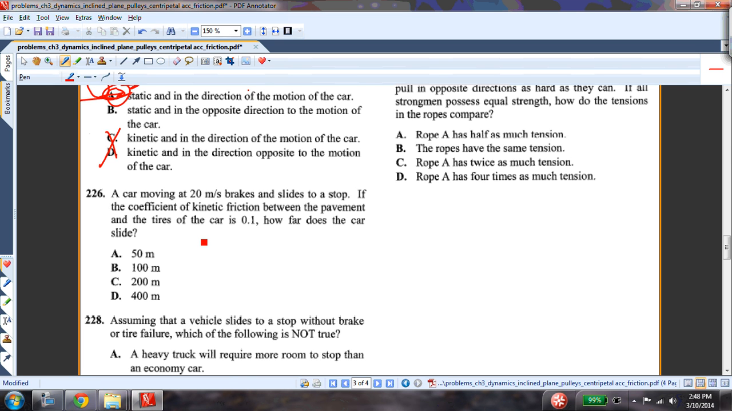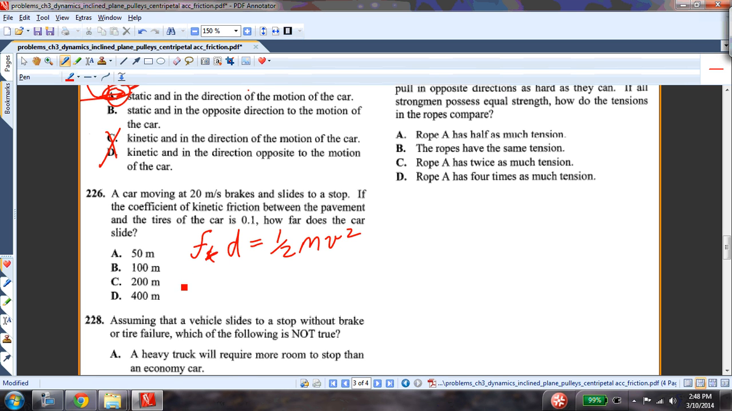The easiest way here is to use the work energy theorem. And that is to say that the frictional force, this is actually going to be kinetic because they're sliding, times d, that's the work done by the frictional force, has to equal the kinetic energy of the car.